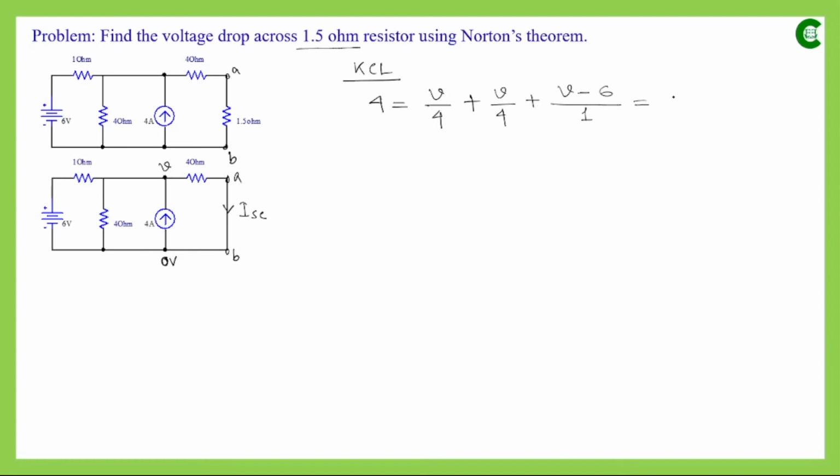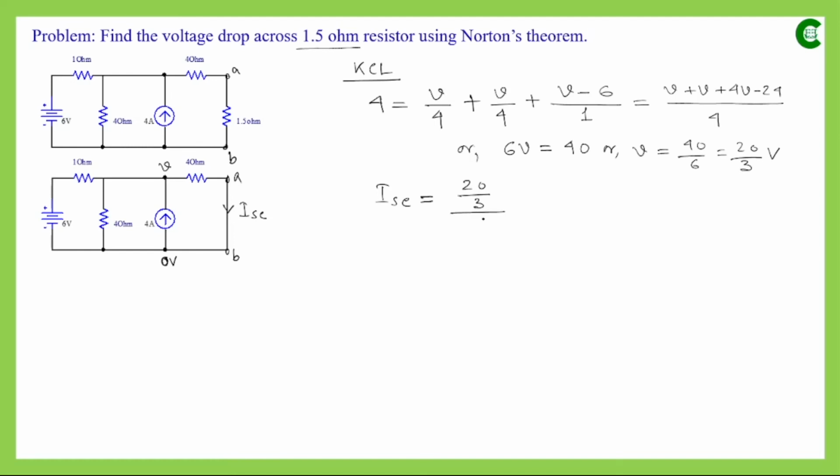If we simplify this equation, it will be V plus V plus 4V minus 24, divided by 4. Simplifying further, 6V will be equal to simply 40, or V will be equal to 40 by 6, so it will be 20 by 3 volt. Now our main objective of this step was to find the short circuited current through this path. So ISC will be V minus 0 divided by 4, that is 20 by 3 minus 0 divided by 4, so it will be 20 divided by 12, that means it will be 5 by 3 ampere.